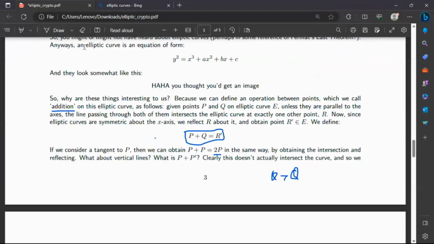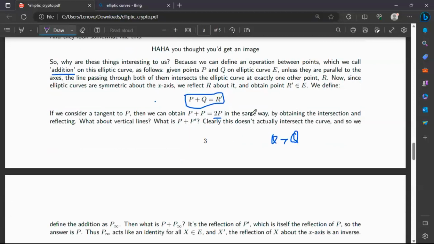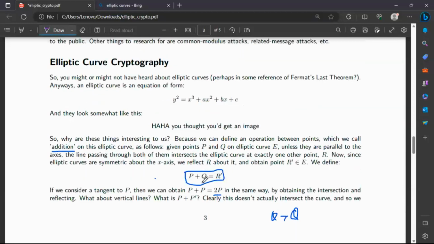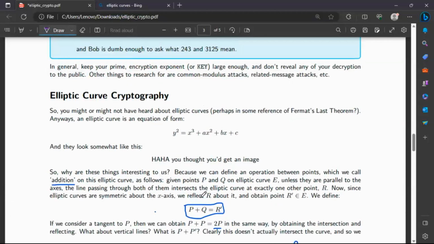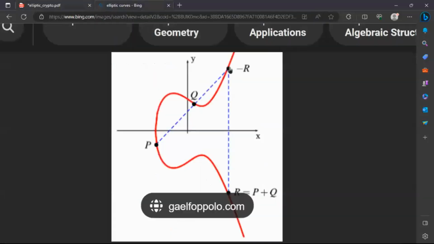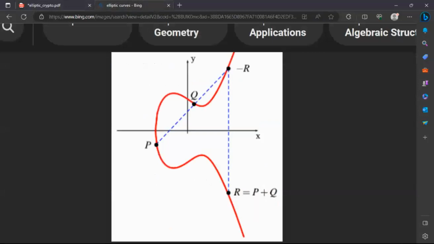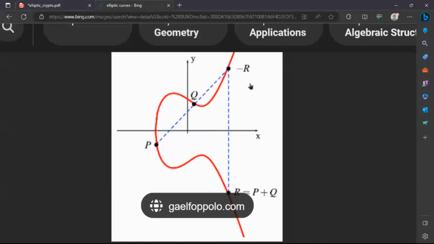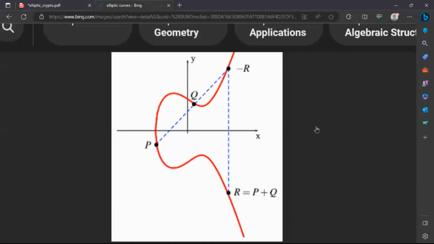Right, nice. So this is P plus P, this is P plus Q. What if we add R to R dash? If we add those two together, the line will go vertically upwards. And obviously, since the elliptic curve goes forward, it won't actually intersect the elliptic curve at any other point. So this is very troubling.